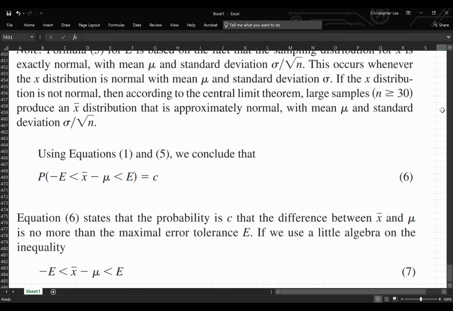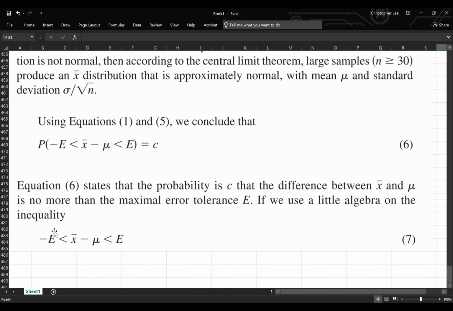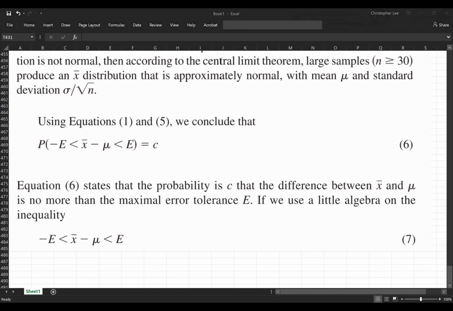So equation 6 states that the probability is the critical value that the difference between the sample mean and the population mean is no more than the maximal error tolerance, which is E. If we use a little algebra on the inequality, we have negative E less than the sample mean minus the population mean less than the margin of error E. Let's look at what happens when we use a little algebra on it. This is going to be good.